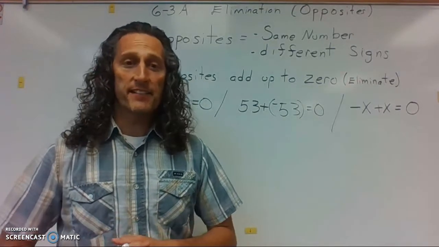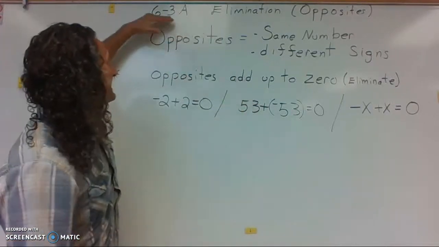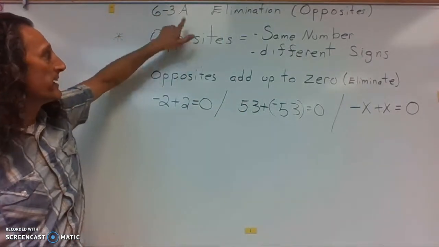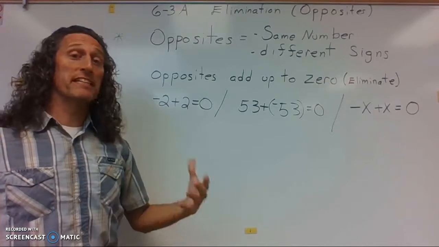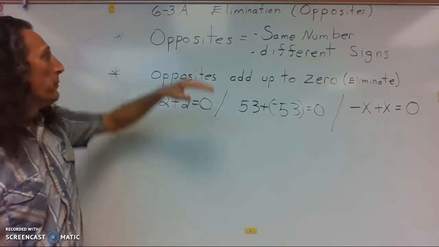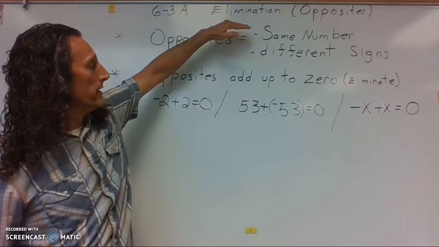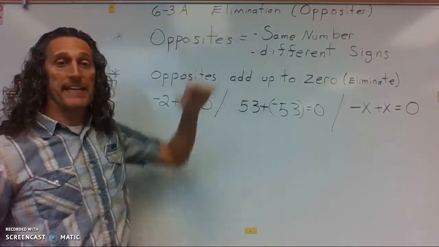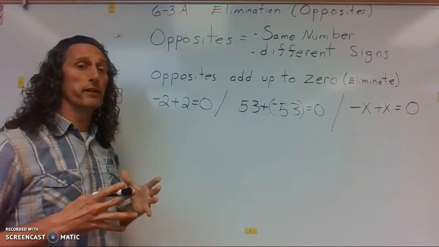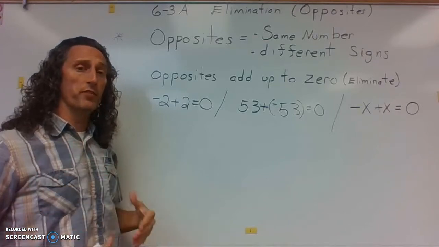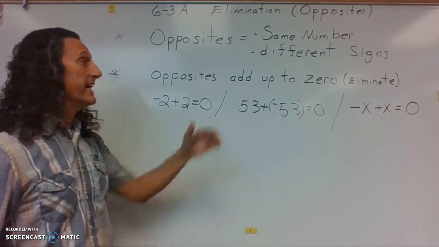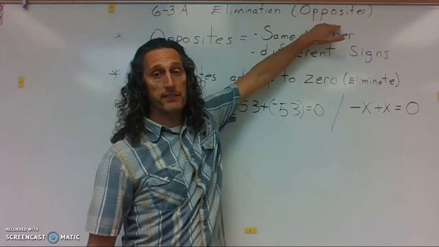All right, today's lesson is 6-3A, because there's going to be a B and there's going to be a C, so it's almost like 3 parts. But this is what we're going to call examine elimination. And here's going to be the biggest word that we're going to want to look for over the next 3 videos, is the word opposites, right?